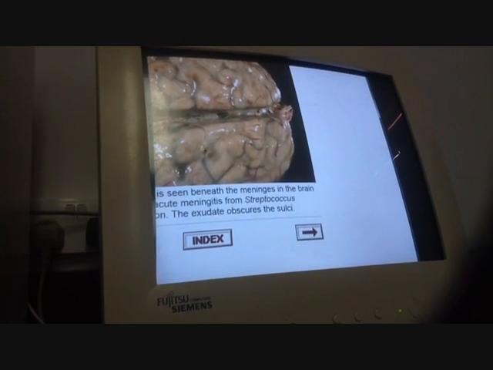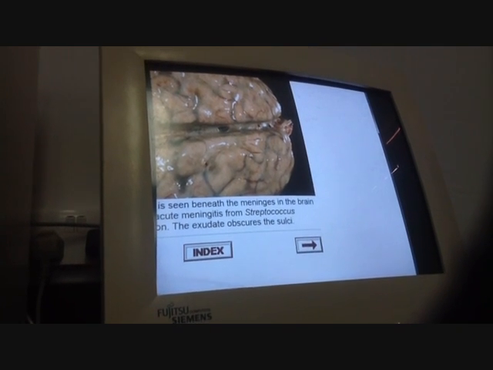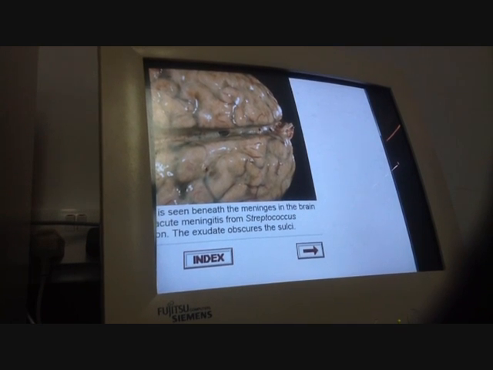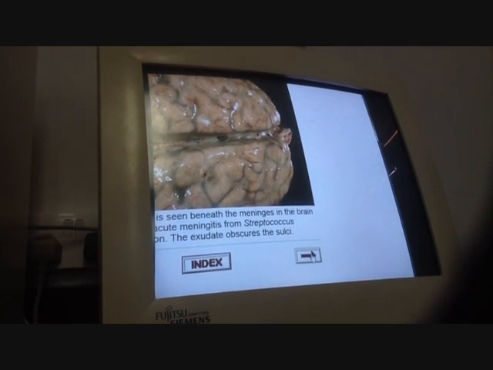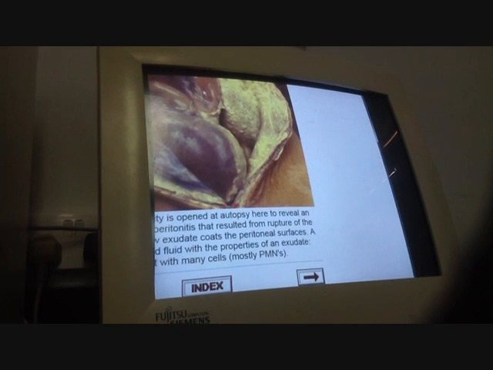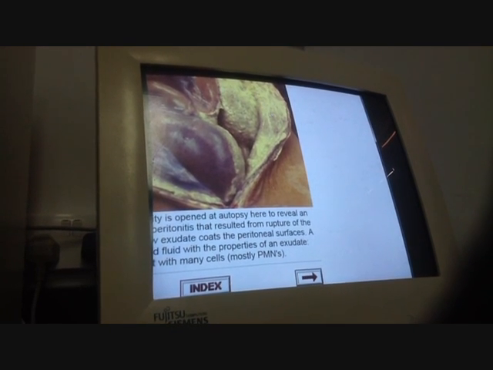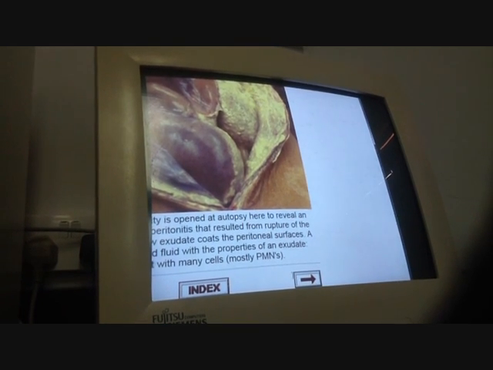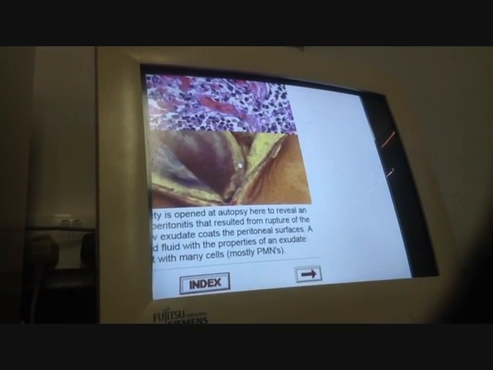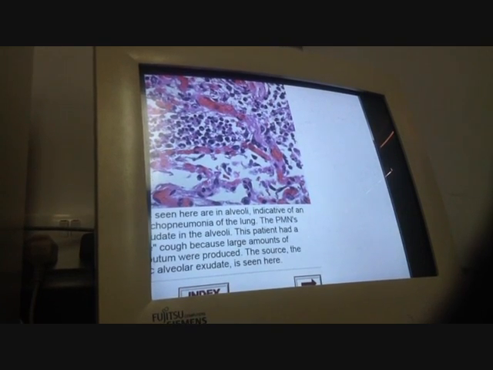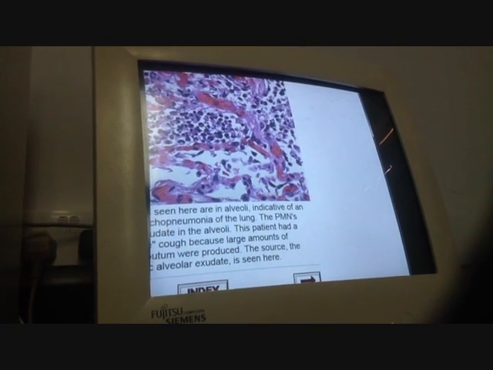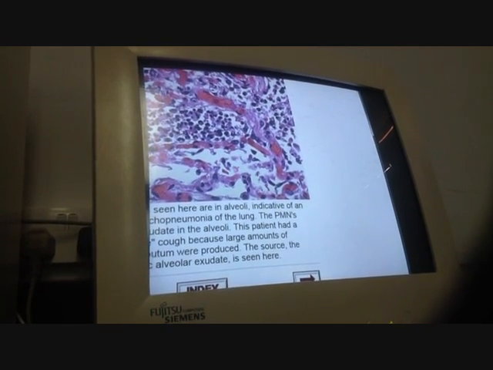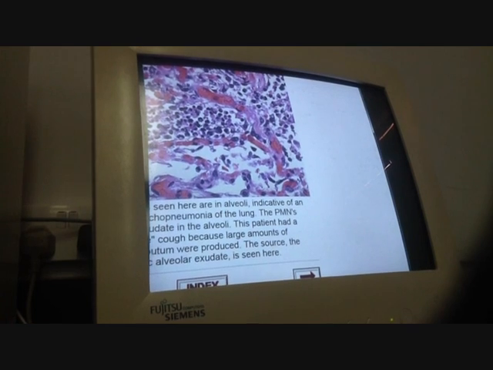Here is another example at the cerebrum. You can hardly identify the sulcus, which is covered by purulent exudate. That means a lot of inflammatory cells. Here in the abdominal cavity, you can see this yellowish material, and it's also an example of purulent exudate. Also, you can see under the microscope in the alveoli a lot of inflammatory cells: neutrophil, this is neutrophil, composed of 3 lobes, plasma cells, and lymphocyte.